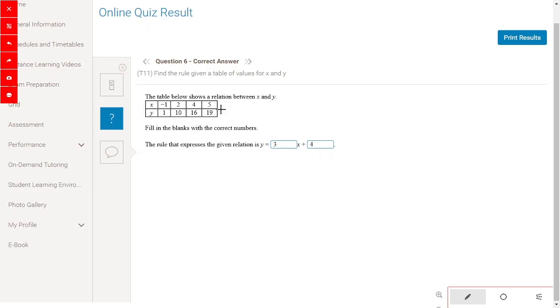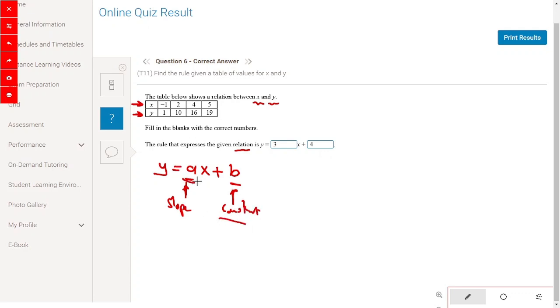The table shows a relation between x and y. This is the values of x and this is the values of y. Fill in the blank with the correct number. The rule that expresses the given relation is y equal to ax plus b. Okay, so a is the slope and b is the constant.